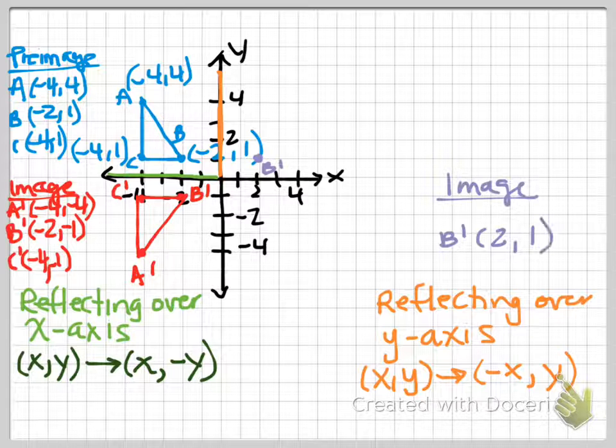Okay, let's look at what the image was. Negative 2, 1. So the negative of negative 2 is positive 2. 1 stayed 1. Okay, I think Devin's on to something. Let's see if it keeps working.